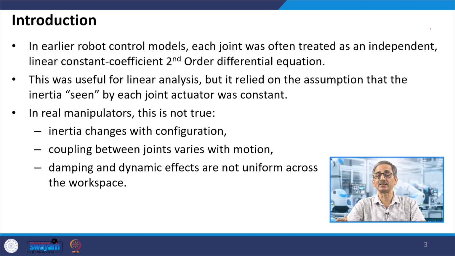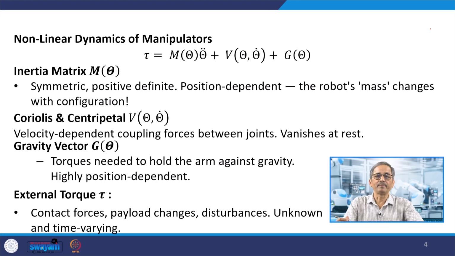The inertia changes with configuration, coupling between joints varies with motion, and the damping and dynamic effects are not uniform across the workspace. These are some of the factors which are really challenging in nature. This is the nonlinear dynamic equation of the manipulator we have seen. If we look at the inertia matrix here, you see it is symmetric, positive definite, and position dependent, because it is a function of theta, and the robot's mass changes with configuration. This is what I said in the previous slide.